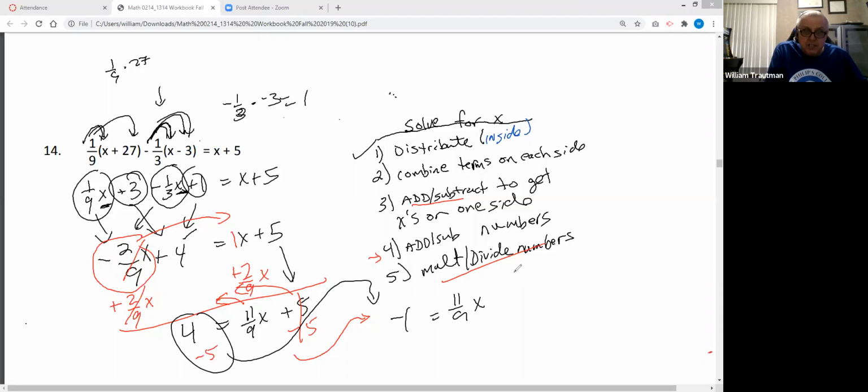Wait, yeah, that's right. Then I have to take the 11 over 9 to the other side. It's multiplying, so I multiply by its reciprocal, 9 over 11. Multiply by 9 over 11. I end up with x equals negative 1 times 9 over 11 is a negative 9 over 11. And we get that as an answer.